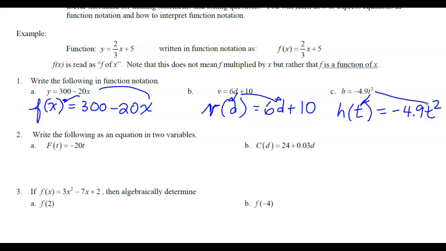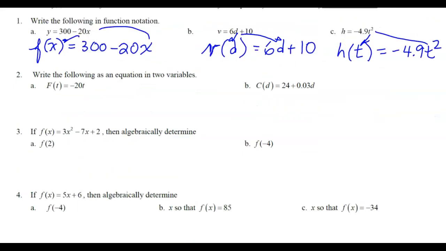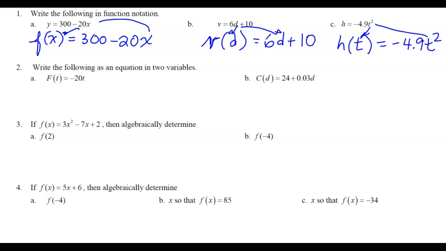Then vice versa here, write the following as an equation in two variables. So we're going to go back. Because it's an application, I could use f equals negative 20t. Here I could just use c equals 20 plus 0.03d. Just taking away the brackets with the variables. Oh, 24, sorry. Yes, the previous one was 24.